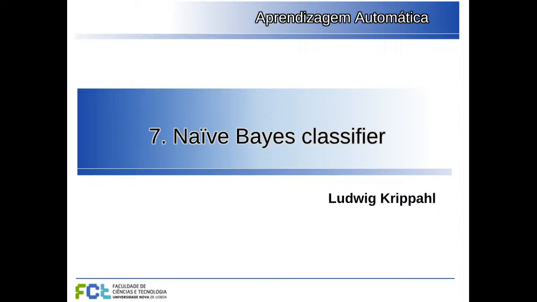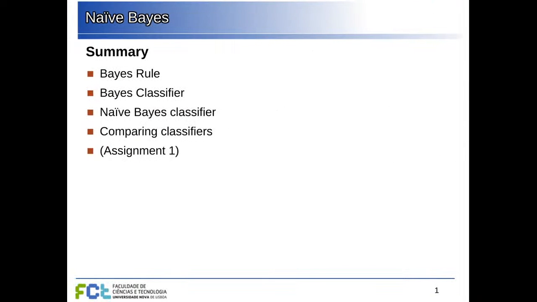This lecture is about the naive Bayes classifier, and I'm going to start with a brief revision of some notions of probabilities that we're going to need, and then talk about the Bayes classifier, which in theory would be an ideal classifier for solving classification problems, but we'll see that in practice it can hardly ever be used.